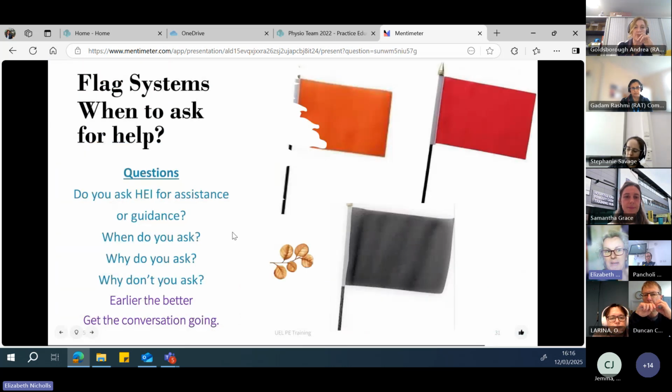Okay, you'll be pleased to know we're coming towards the end here. So Carol devised this lovely flag system to say to you, particularly on this very short 4-week level 4 placement, if you have any concerns, flag them up to us early on in the placement.